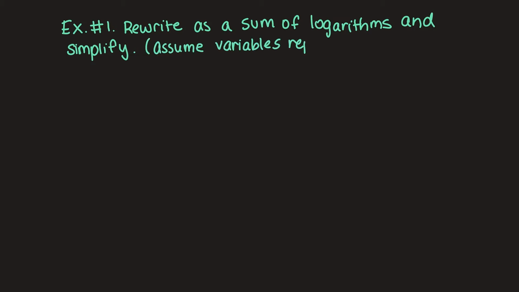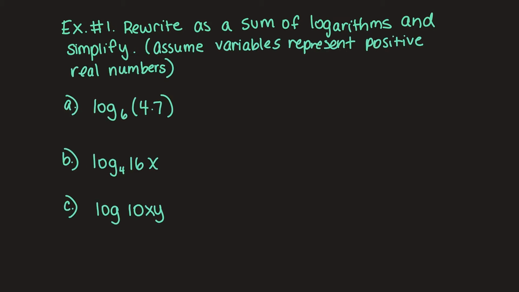We want to rewrite each logarithm as a sum of logarithms by using the product rule, and we can use the product rule because we have a product as the input of the logs. So log base 6 of 4 times 7 is the same as log base 6 of 4 plus log base 6 of 7. And this log is simplified as is since there is not a power that is an integer that we can raise 6 by to get 4. And the same follows for the other log. So our expression is simplified as is.